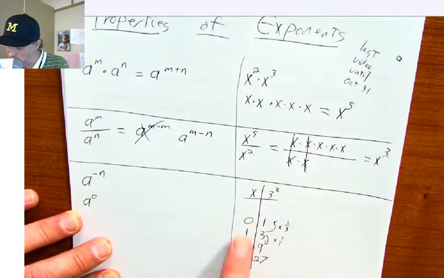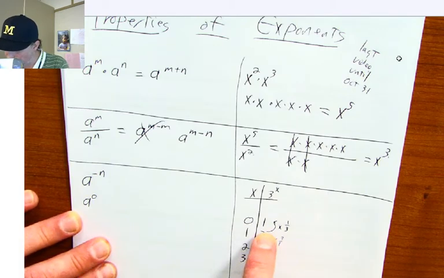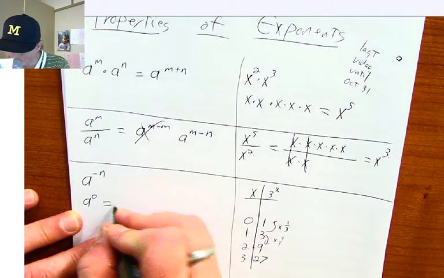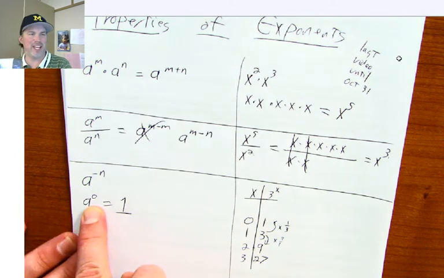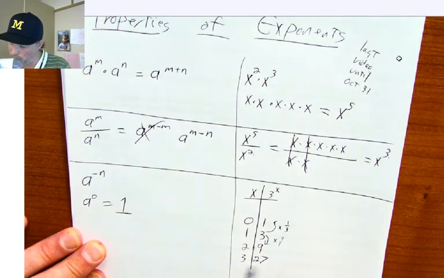And following this pattern, 3, 2, 1, 0, that means 3 to the 0 is equal to 1. And that's going to be true for anything to the 0 power. A stands for anything. Anything to the 0 is always equal to 1.